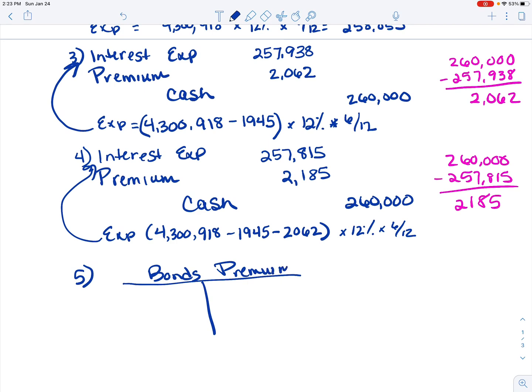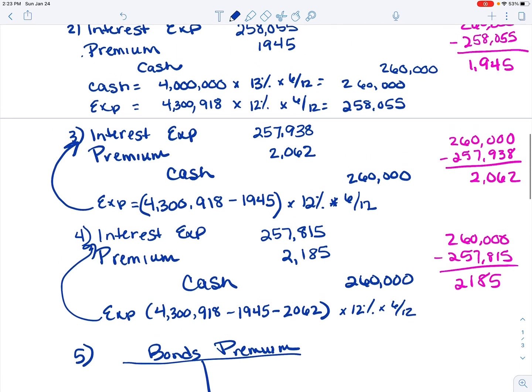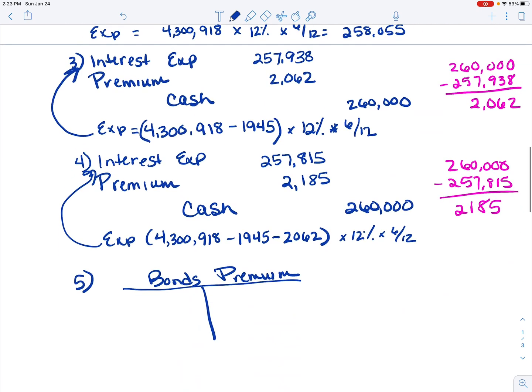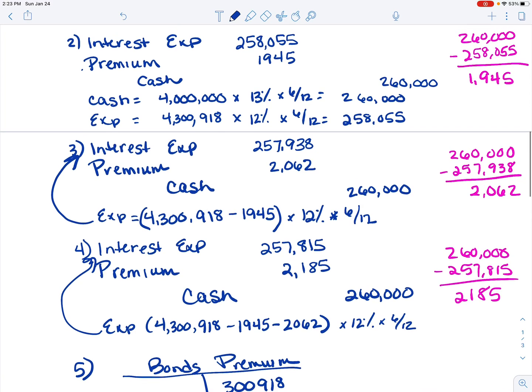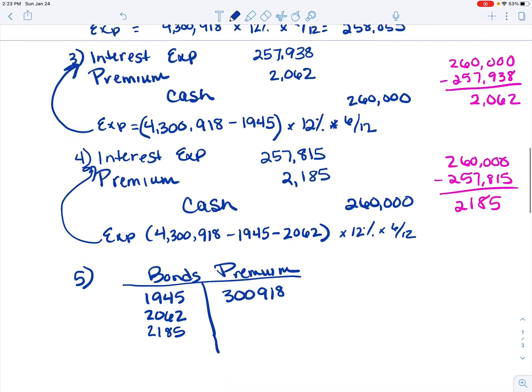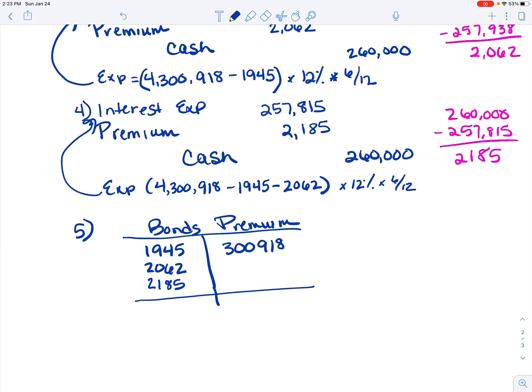And look at everything I've recorded to date. So in number 1, we have a credit for $309.18. And then we're slowly recording amortization: 1945, 2062, and 2185. Those are all credits. All I'm going to do then is figure out how much I have remaining.